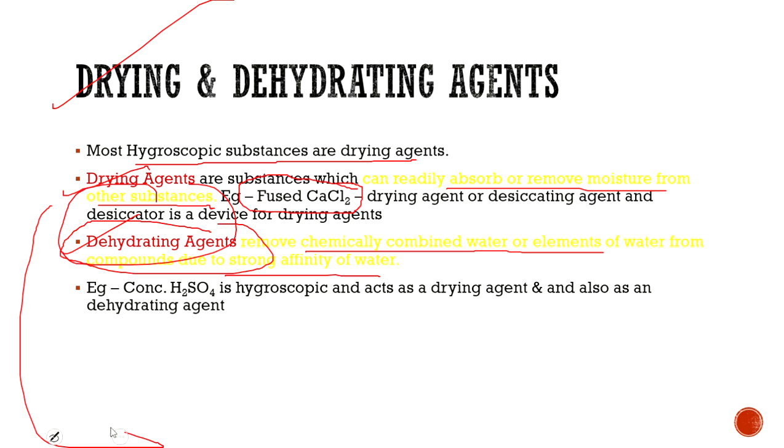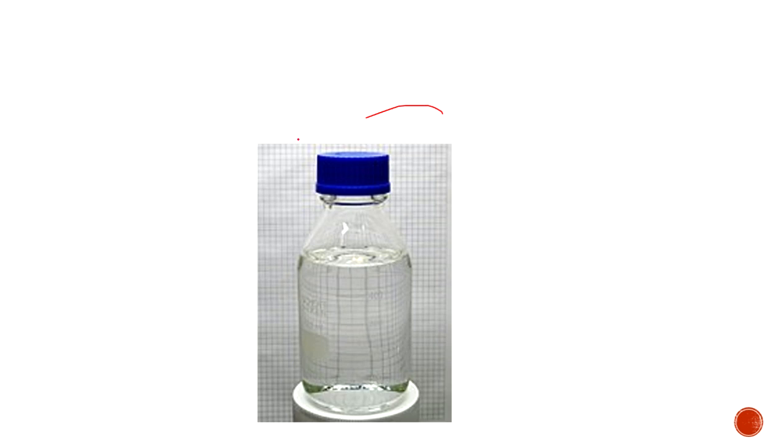When you keep this fused calcium chloride in a desiccator, it is known as a desiccating agent. Fused calcium chloride is also a drying agent. What is a drying agent? A substance which can readily absorb or remove moisture from other substances. Example: concentrated sulfuric acid is hygroscopic. It is also a drying agent. It is also a dehydrating agent. This is concentrated sulfuric acid.